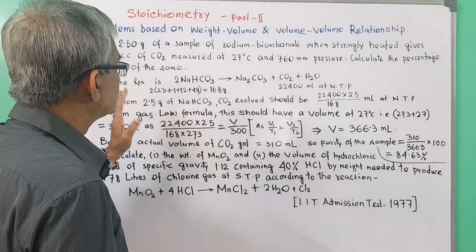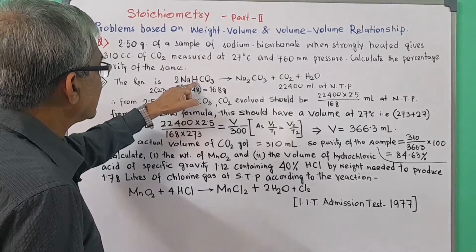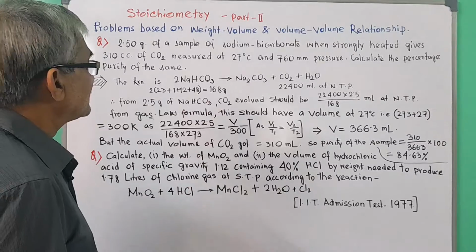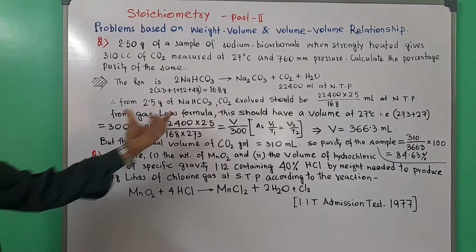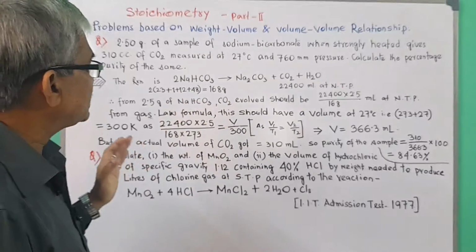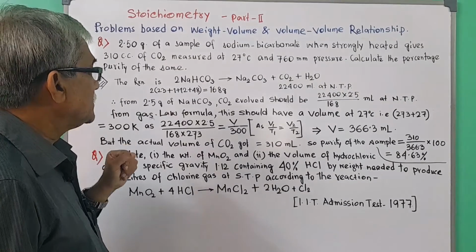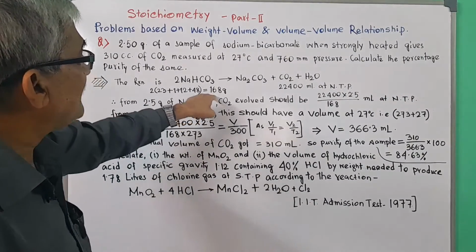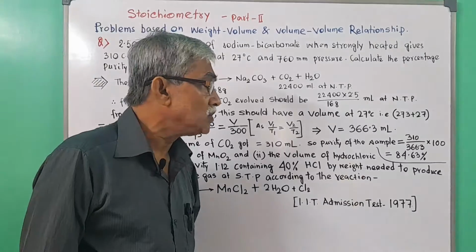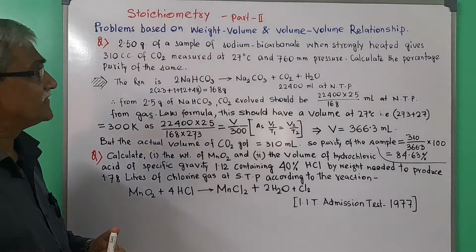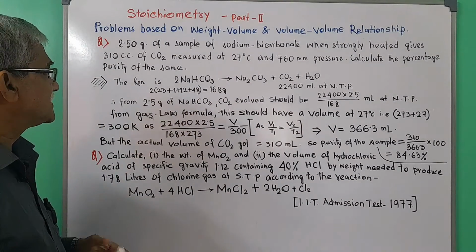And if you add, the molecular weight of 2 moles of sodium bicarbonate will be 2 into 23 for sodium, plus 1 hydrogen, plus carbon is 12, and for 3 oxygen is 48. So summed up together it is 168 gram. So you see 168 gram of sodium bicarbonate is producing 22,400 milliliter at NTP of carbon dioxide.